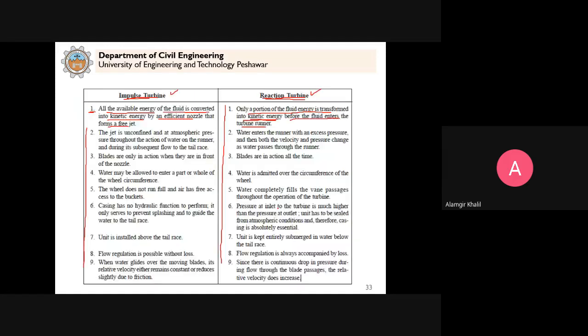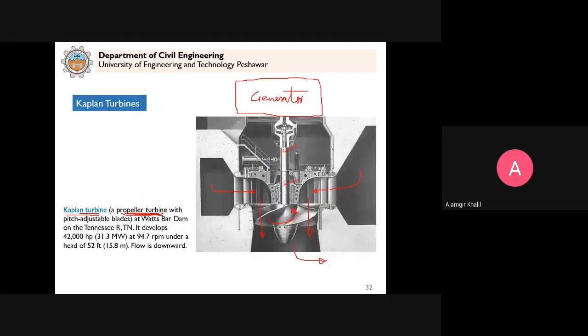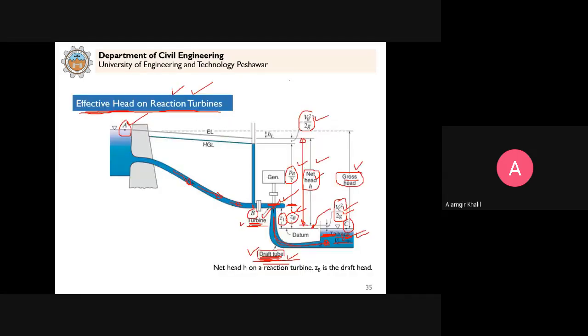Clear? As you can see here, in this case, for inspection purposes, we can easily inspect the working or any problem. So that's why the draft tube helps the turbine to be placed above the tail race without losing the effective head. So these are the primary purposes of the draft tube. That's why the draft tube is considered an integral part of the reaction turbine.